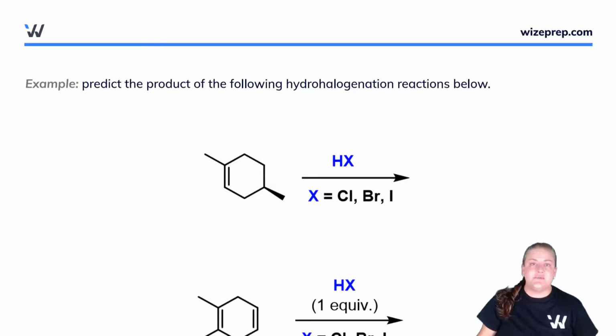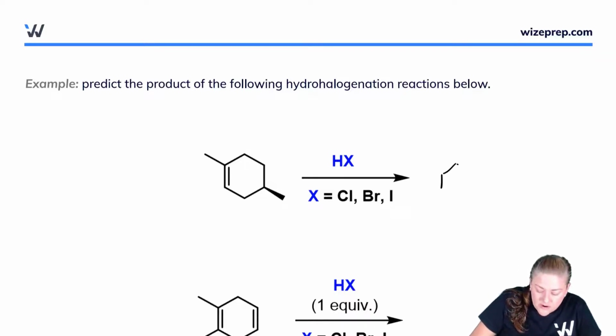So with both of these questions, I'm being asked to predict the product of the hydrohalogenation reaction. I know I should have Markovnikov addition, and I know that I'm going to have attack from the top and bottom face with equal preference. Let's draw both products here.